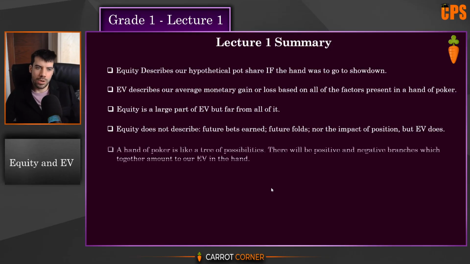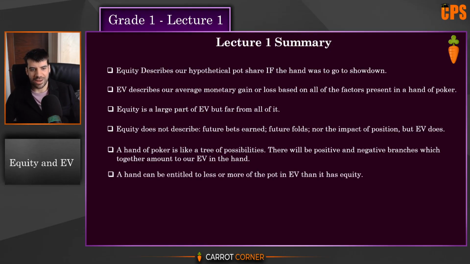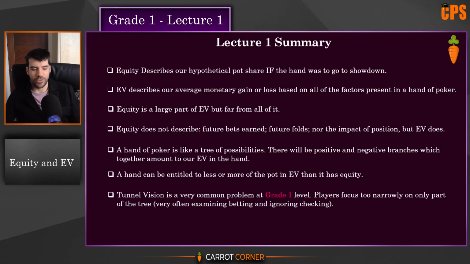in open action spots. A hand of poker should be seen like a tree of possibilities. There will be positive and negative branches, which together amount to our EV in the hand. A hand can be entitled to less or more of the pot in EV than it has in equity. And we want to avoid this tunnel vision pitfall, which is a very common problem at grade 1 level, where players focus too much and too narrowly on only one part of the tree, and in the process they're often only examining betting and ignoring checking. Sometimes the question is, do I want to bet? And the way they answer that is by looking at betting. But if I offered you £100 and £200, part of accepting the 200 would be to see that it's higher than the 100 and rejecting that offer.